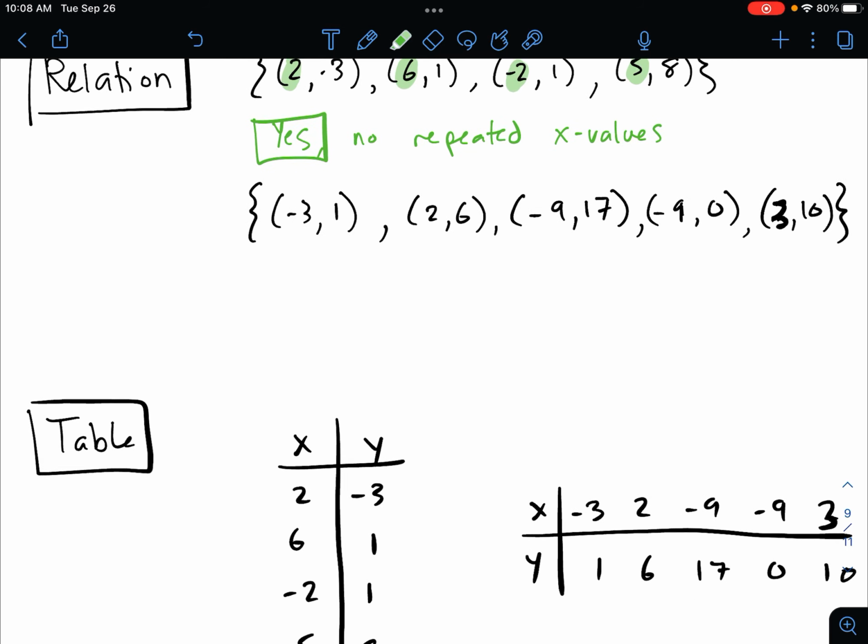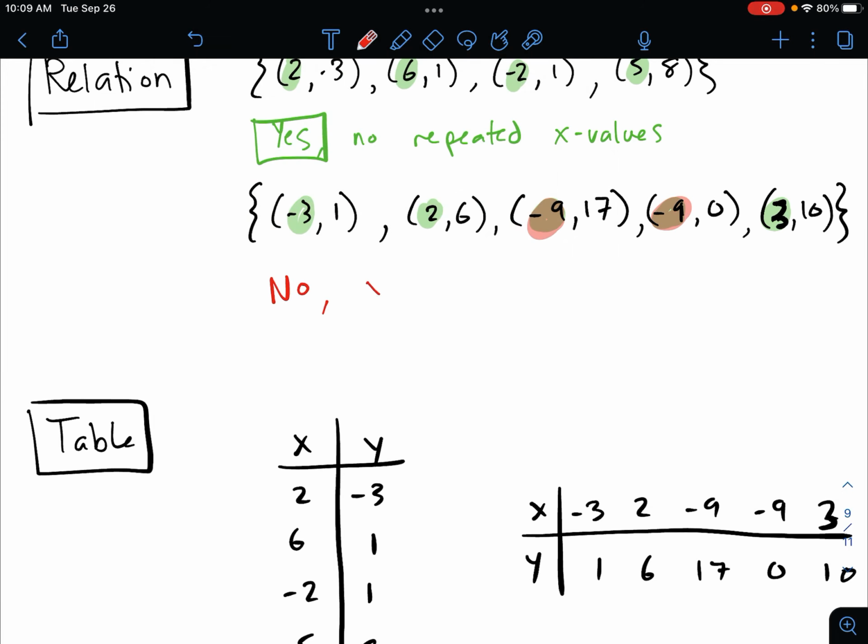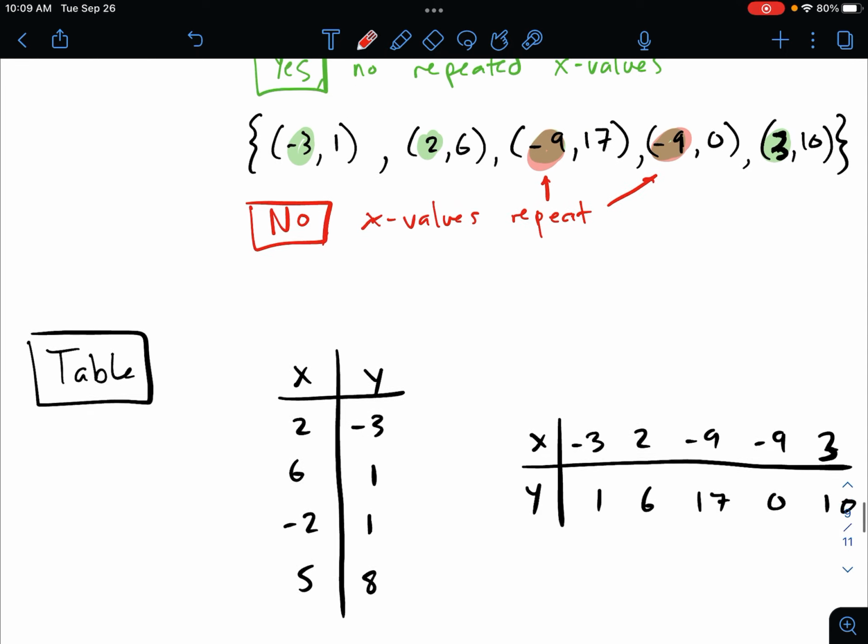We can go to the next one. We've got -3, 2, -9, -9, and 3, but I see an issue, right? I see that we've actually got this -9 happening 2 times. All right, so because the x values do repeat here, we're going to say no, this is not a function because the x values repeat. They repeat here and here. We got 2 -9, so this would be a no.